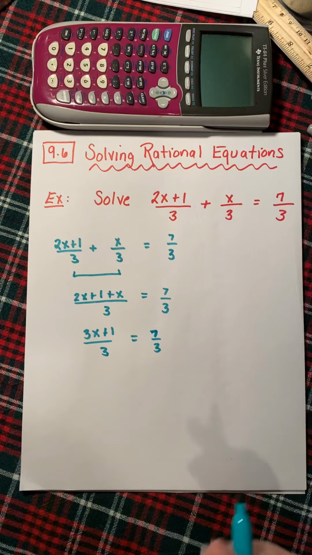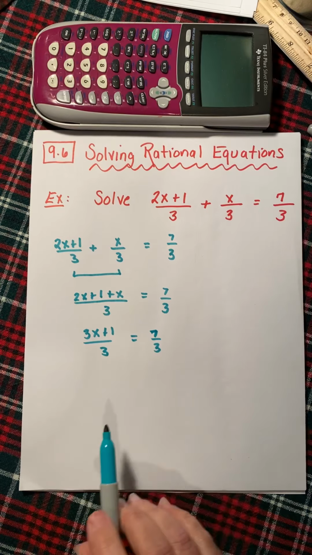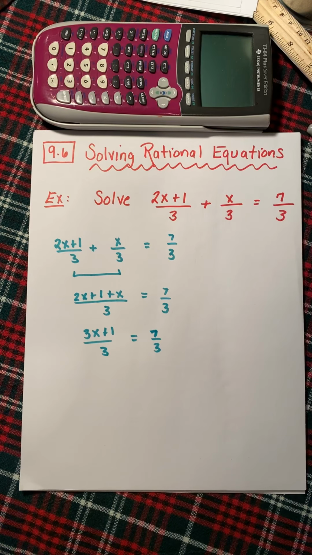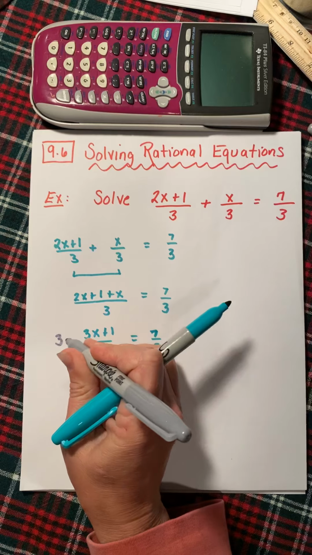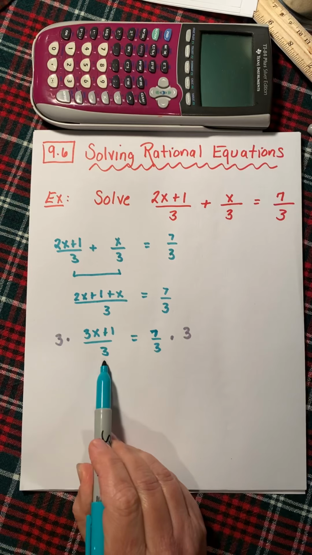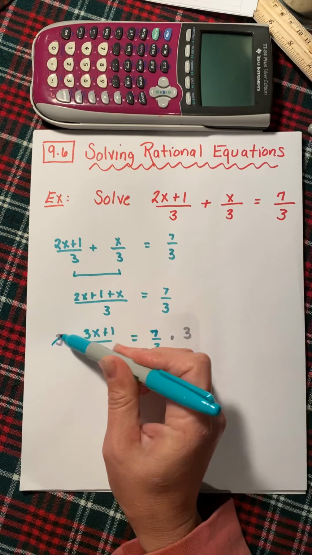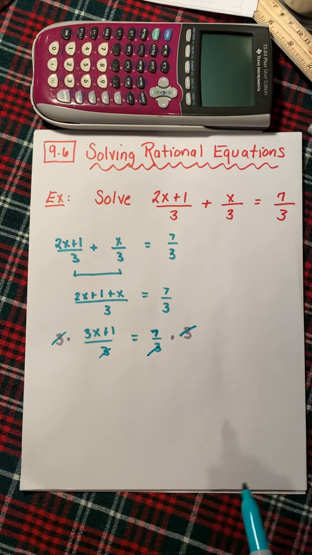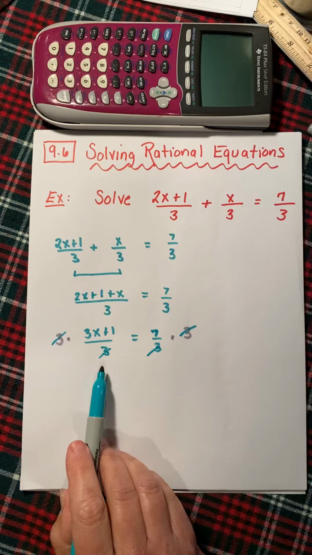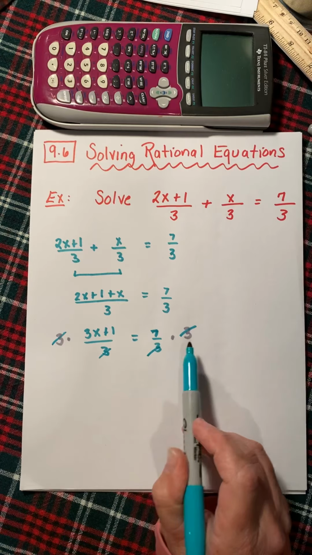All right, so now we're at this point. We have a rational expression on the left, we have one rational expression on the right, and they have a common denominator of 3. So the trick here is to eliminate the denominator of the rational expressions. Notice if we multiply both sides by that common denominator of 3, 3 times 3x plus 1 over 3 equals 7/3 times 3. We can just cancel these guys out. So 3 times something divided by 3, the multiplying by 3 and the dividing by 3 cancel. 7 divided by 3 times 3, those just cancel.